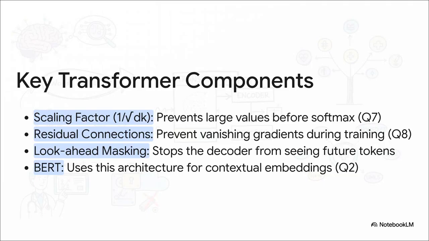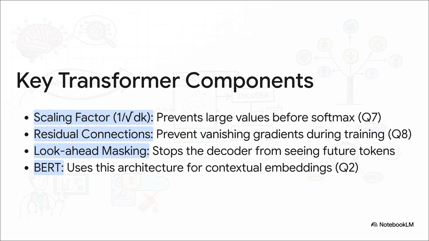All right, so there are a few other key components that make this whole thing work, and you'll definitely see these pop up as multiple choice questions. The scaling factor? That's just a little math trick to keep the numbers stable so the calculations don't go haywire. Residual connections are like little information highways or shortcuts that help the model train really deeply without forgetting what it learned in the earlier layers. This helps fight something called the vanishing gradient problem.